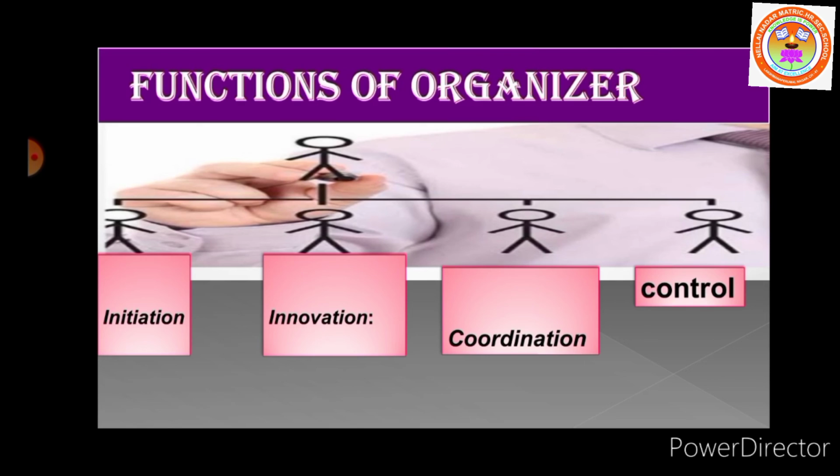Coordination: an organizer applies a particular combination of the factors of production to start and run the business. Control: the organizer controls so that nothing prevents the organization from achieving the goal. Risk taking and uncertainty bearing: there are risks and uncertainties. Risks may be insured, but uncertainties cannot be insured. They reduce the profit.